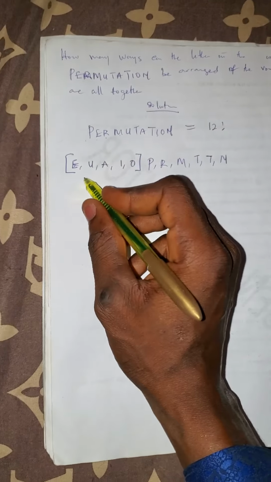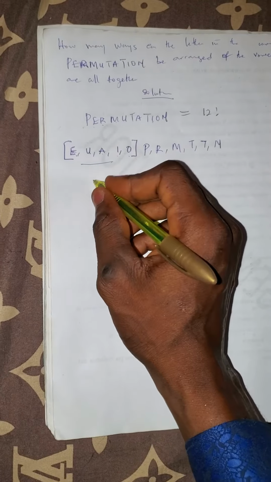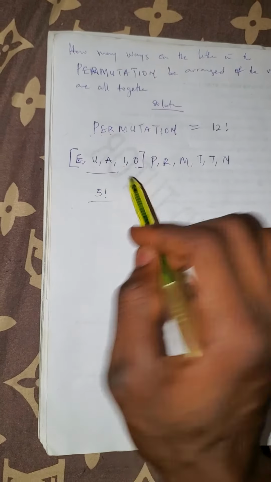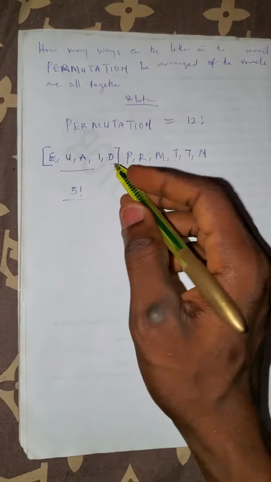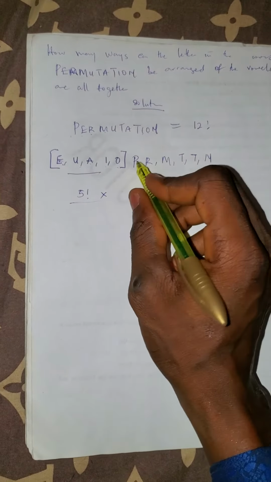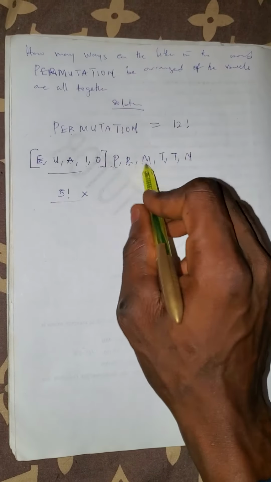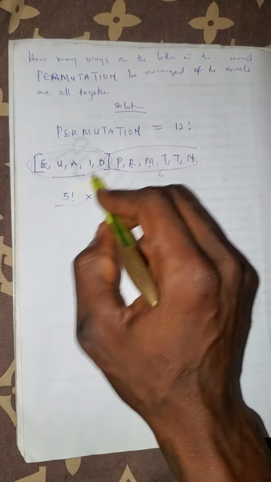Now don't forget that we'll firstly do the side of the vowels, which is 1, 2, 3, 4, 5. So that's 5 factorial. Then if we have one that occurs more than once, we say over the factorial of that letter. But we don't have, they are just ones. So now multiply by the other side here, which will be 1, 2, 3, 4, 5, 6. So this is 6.